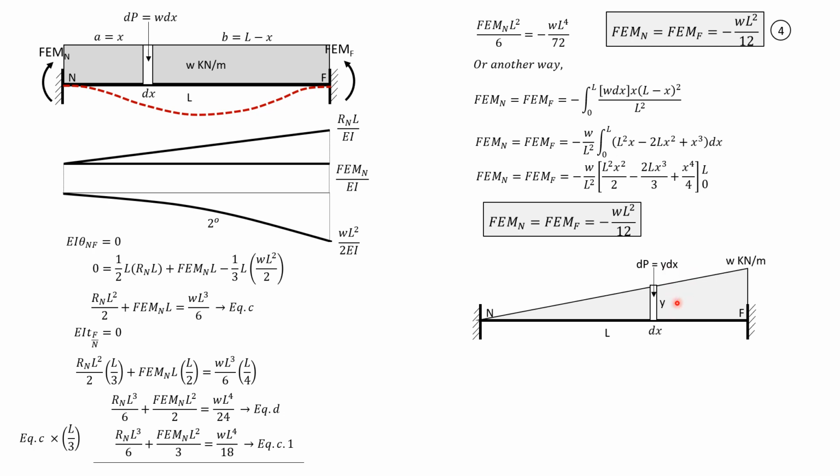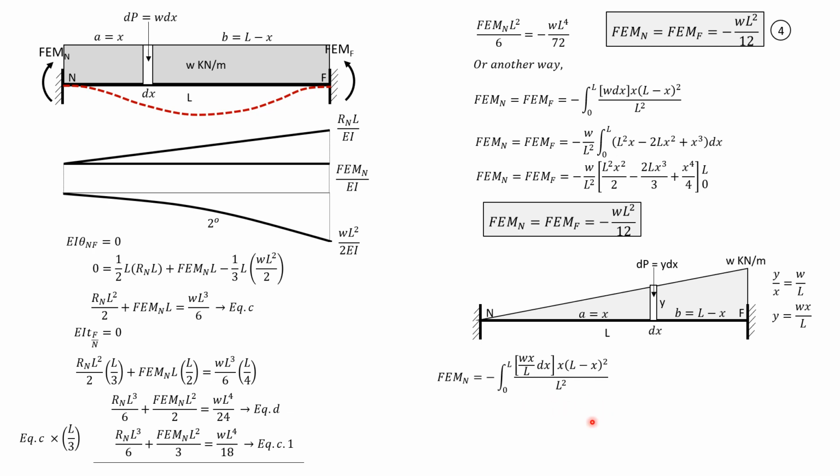And to solve for y by similar triangles, let's call this distance x. And this one is L minus x. So A is x, B is L minus x. Then y is to x as W is to L. So y is Wx over L. So fixed moment here therefore is equal to negative of integral 0 to L of y dx, where y is Wx over L. A is x, B is L minus x quantity square, then divided by L square.